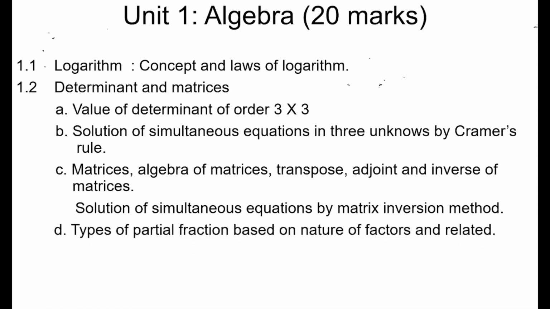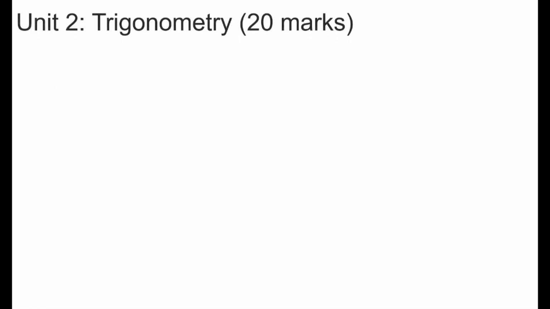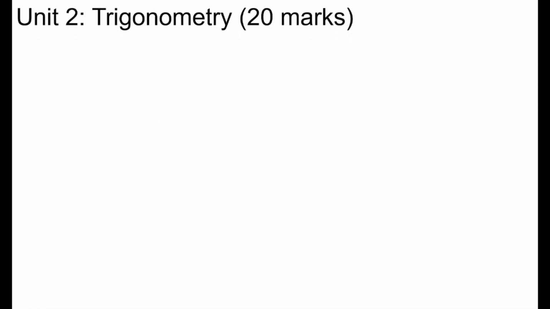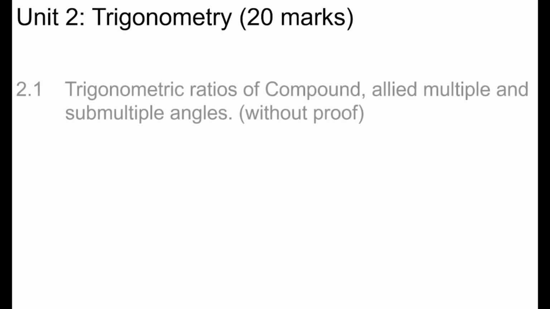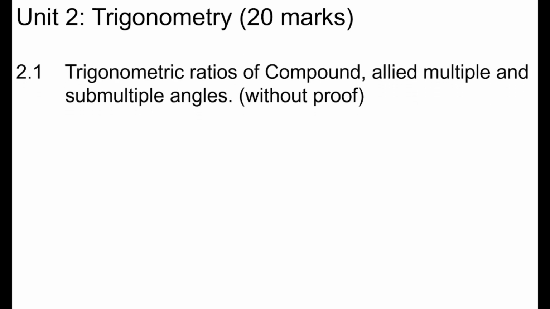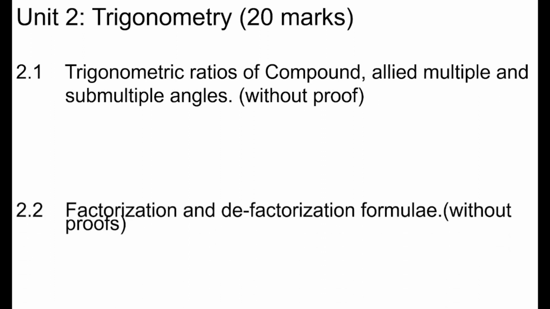Next point is types of partial fraction based on nature of factors and related. Next unit, trigonometry, that is for 20 marks. First point, trigonometric ratios of compound, allied, multiple and submultiple angles. You don't have to give proof of that.